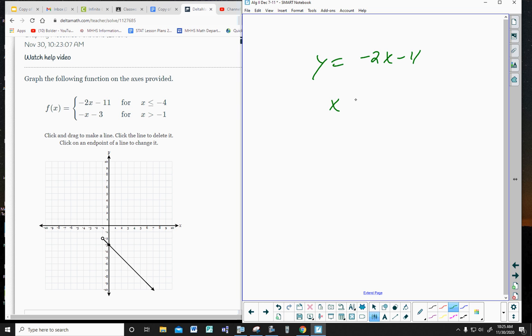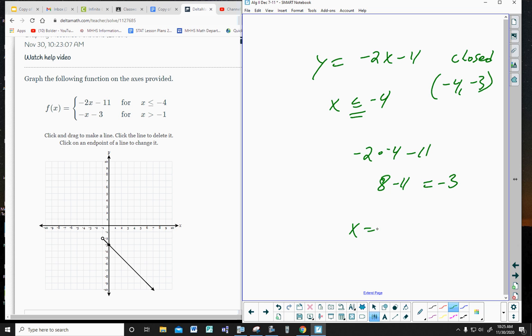And I've got x is less than or equal to negative 4. So let's fill in negative 4. Negative 2 times negative 4 minus 11. So that's 8 minus 11, which is negative 3. So I've got the point negative 4, negative 3. And this point is closed because I can use it. I've got the equal sign.